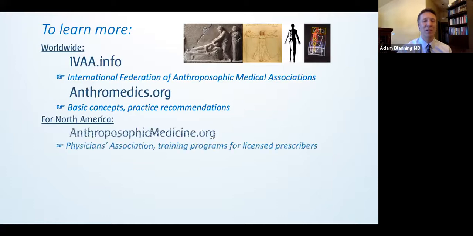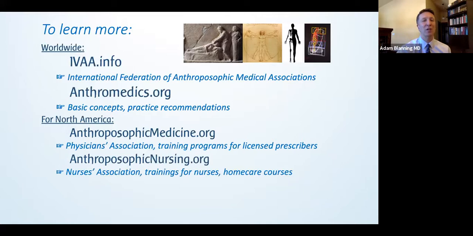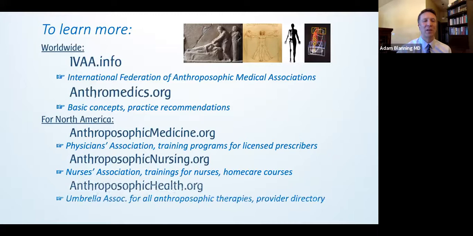For North America specifically, at anthroposophicmedicine.org, you can find the Physicians Association. This has information about training programs. These are open to anyone who has a medical license to prescribe medicines. Anthroposophicnursing.org. This is the Nurses Association. Find information about training for nurses, as well as different home care courses. And anthroposophichealth.org. This is the umbrella association for all of the different anthroposophic therapies and includes a provider directory.